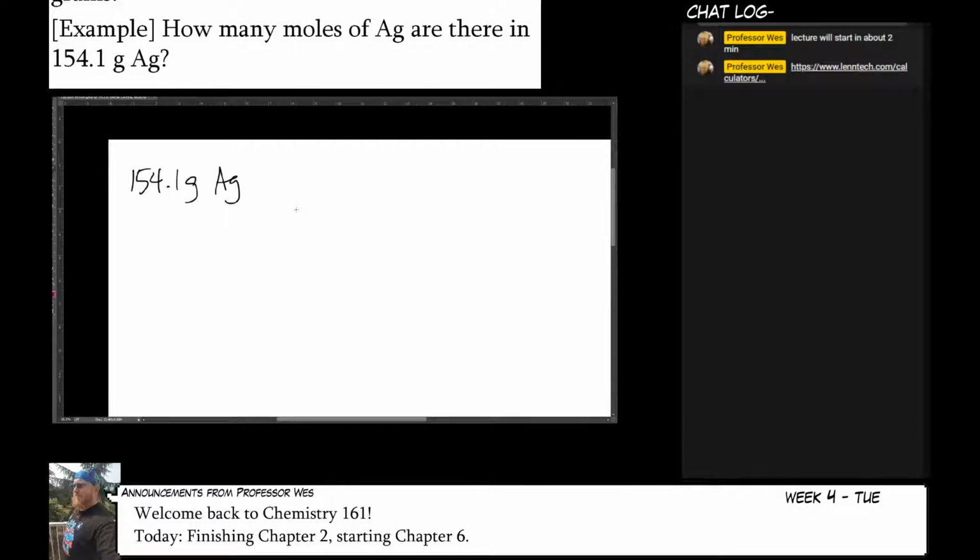All right, so we're going to solve this question. How many moles of silver are there in 154.1 grams of it? Now, if I am given a quantity of silver in grams, I could turn that into moles of silver. No problem. I would just use the molar mass. And so the relationship here would be some number of grams of silver is equal to a mole of silver. And we would need to go to the periodic table to find that.